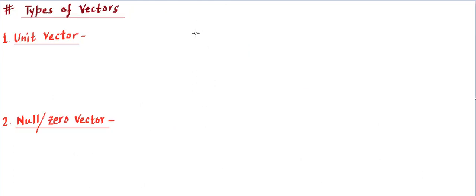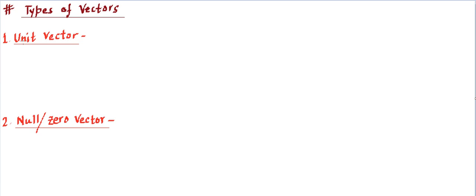After learning the representation of vectors, now let's move ahead and talk about types of vectors. Vectors can be categorized into various types. There can be a long list to categorize the vectors, but we are going to discuss only those types which are important for us, which are relevant and commonly used. So here is the list. Let's start one by one.